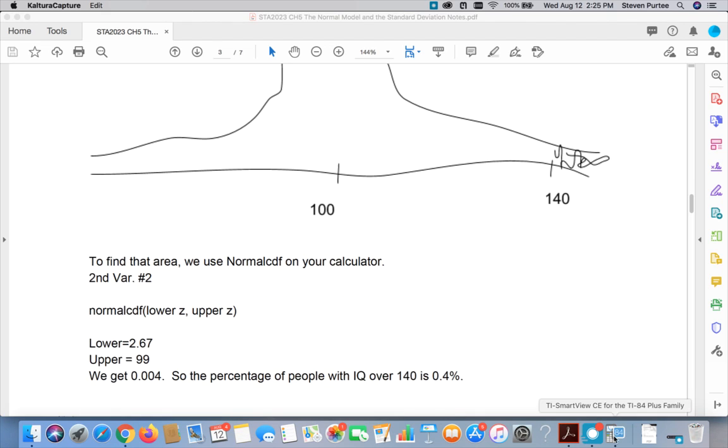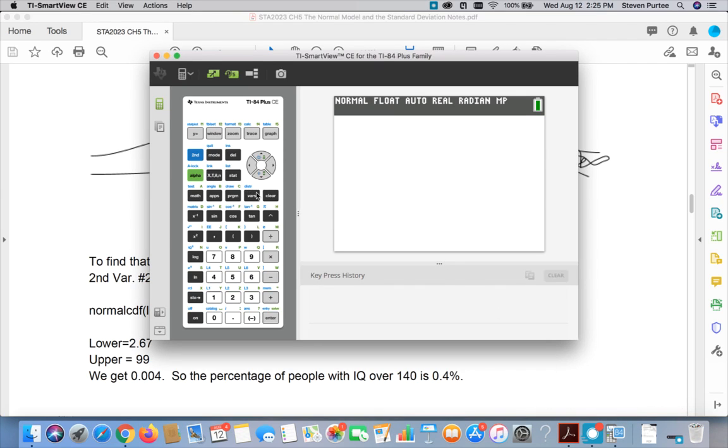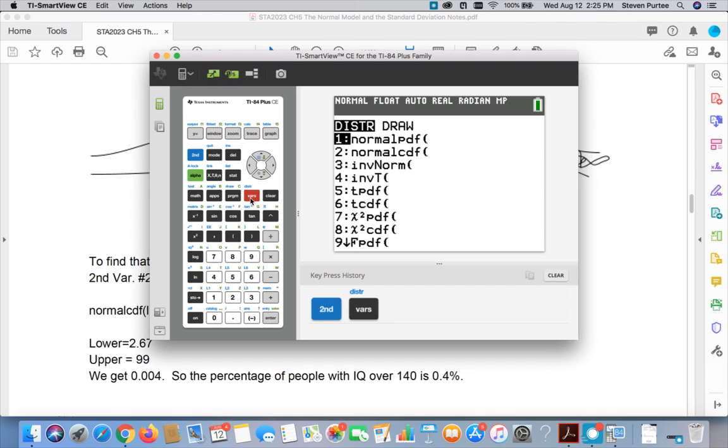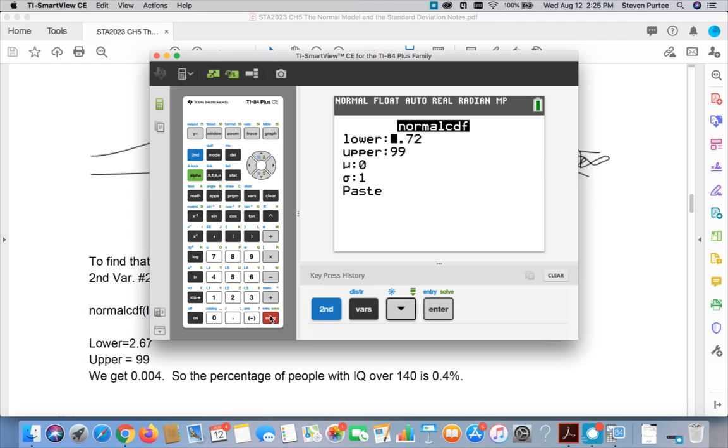So we're going to use this button on our calculator. We're going to go to VARS here, and above that, distribution. We need to get up there to the blue, so we hit second, VARS, and then we want number 2 here. We will never use number 1 for anything. Number 2, normal CDF. Now it's asking me for z-scores here.